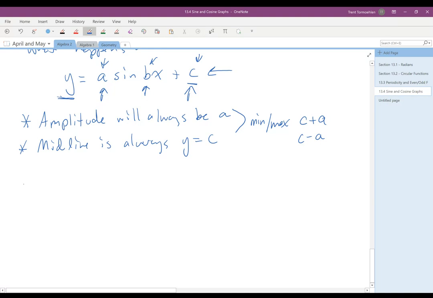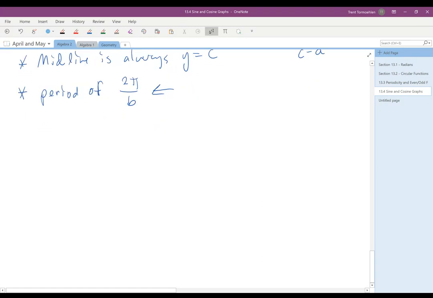And then the second one is what b does, and we covered this last time in more detail. And that is you have a period of 2 pi over b. And so this is the formula you really need to remember. The period of a trig function is always going to be 2 pi over b, where b is what is being multiplied by the x value inside. So what you're going to be asked is you need to be able to look at an equation and tell us the amplitude, the min-max, and then the period.